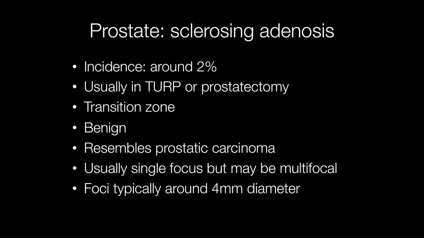Sclerosing adenosis is benign, but the problem is that it may resemble prostatic carcinoma. These lesions are usually single foci, but they can be multiple, and the typical size is around 4 millimeters, but they can be up to around a centimetre across.